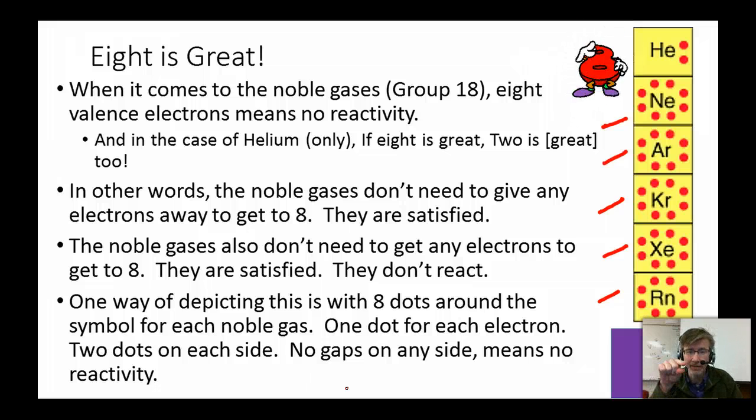Here's one way we picture it. You put 8 dots around the symbol for a noble gas: 2 top, 2 bottom, 2 left, 2 right. That means if you use 1 dot for each electron, there are no gaps. Noble gases are full up. They don't need to give any electrons, and they don't need to take any electrons.